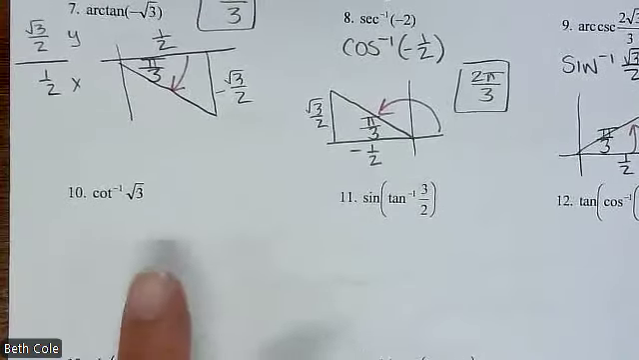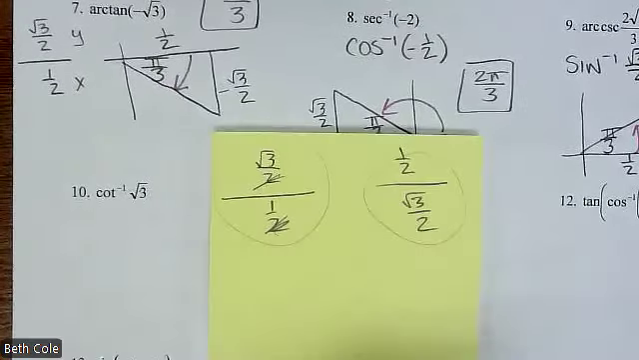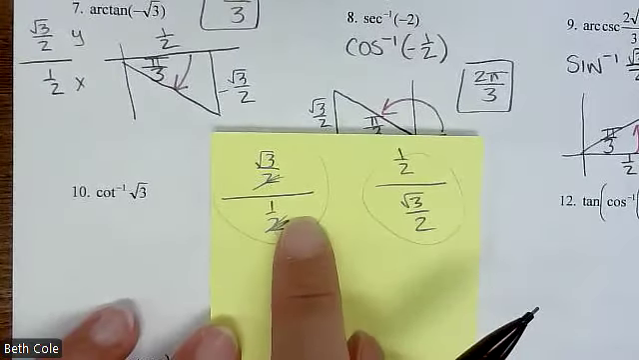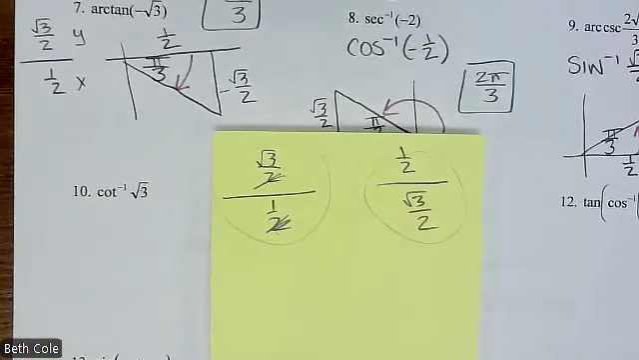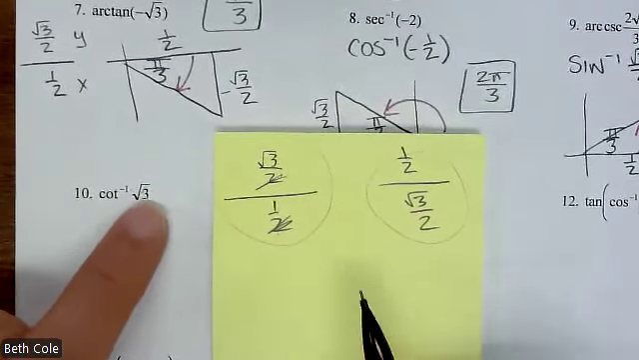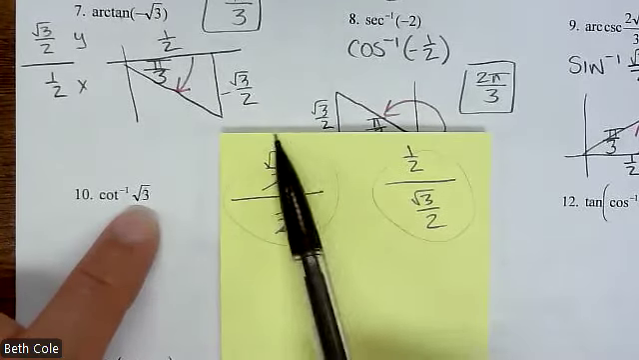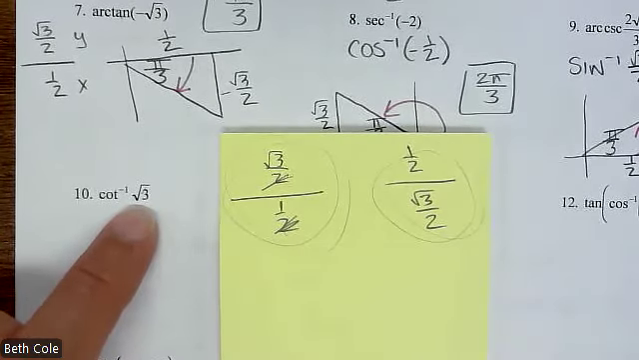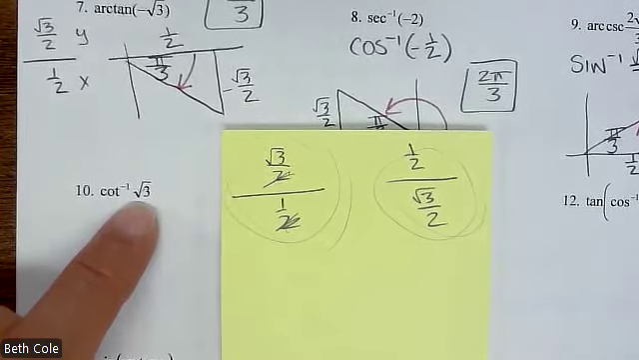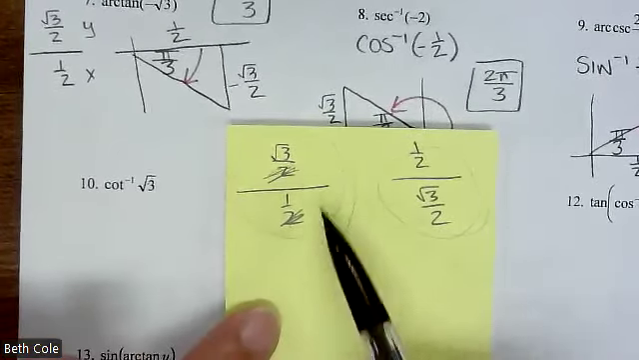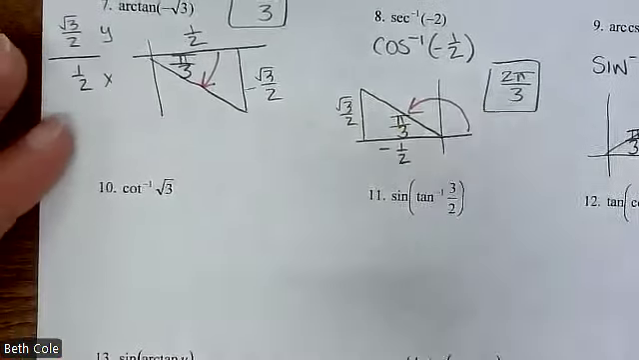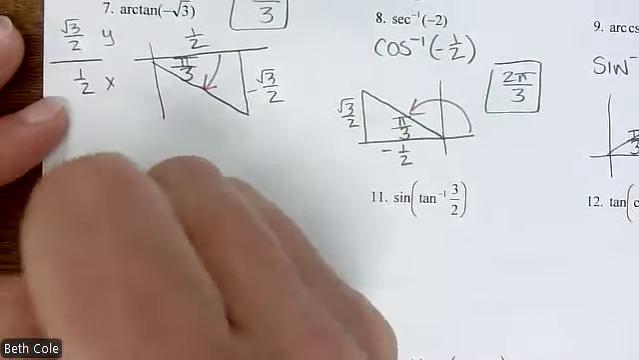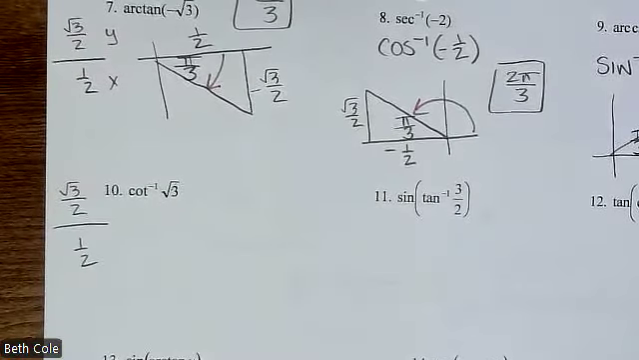All right, again for this, your choices are square root of 3/2 over 1/2 or 1/2 over square root of 3/2. It's one or the other. You got a 50-50 shot. So which one do you think this is? Option A or option B, we'll call them. It's A. Do you see how if the 2's cancel, you get square root of 3/1? It just is square root of 3. So I just wrote that off to the side.